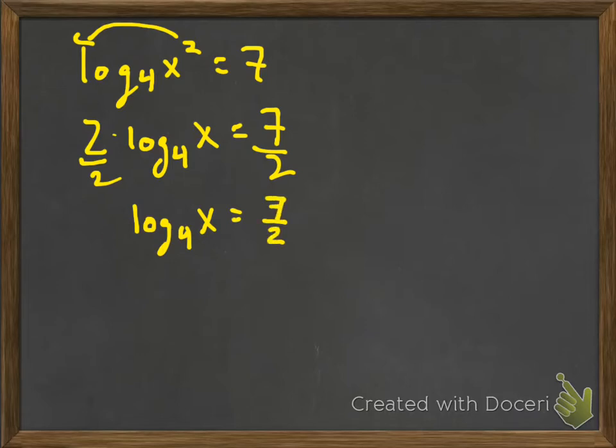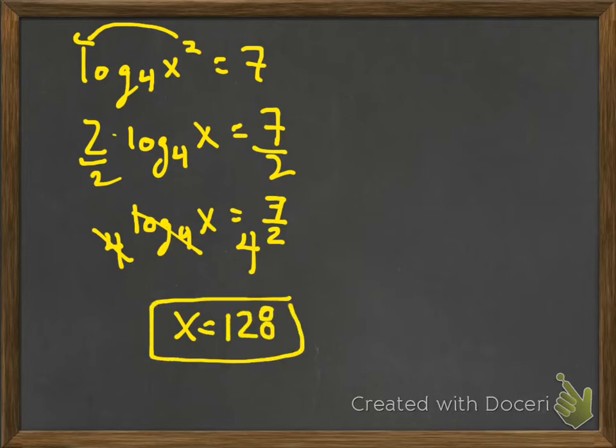Okay, and then I can make them into exponents, so that I would cancel out the log and the 4, and leave me with x. And then I can type into the calculator 4 raised to the 7/2 power, which is 128. There are some others that might have you do something with, say, factoring or the quadratic formula, but this is the main gist of it.